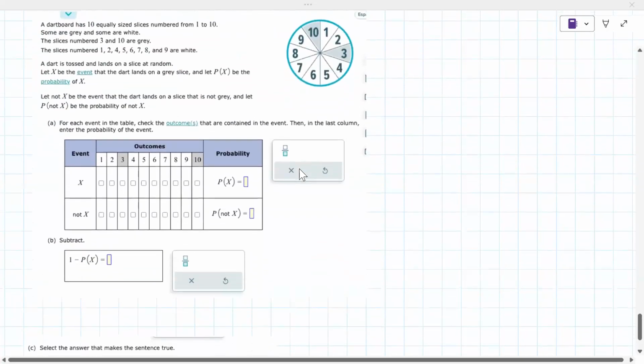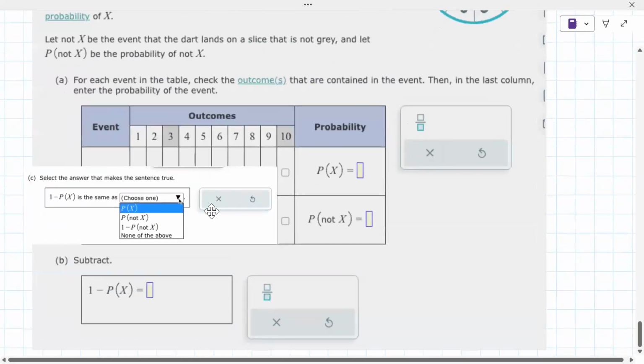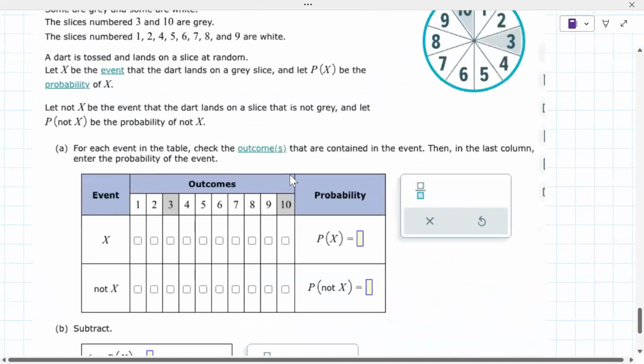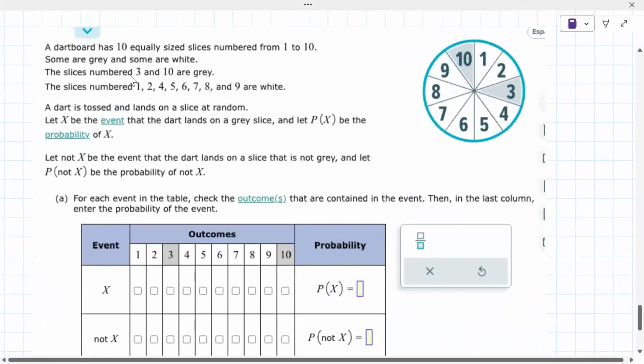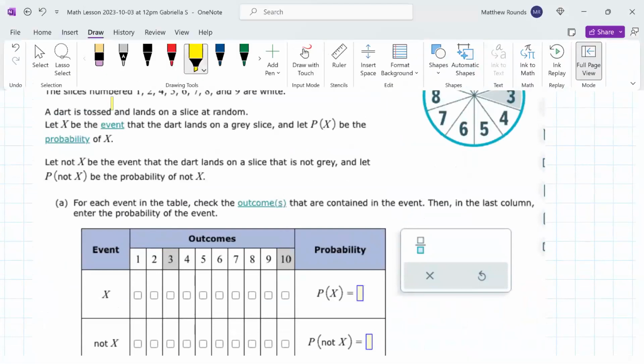Okay. So we've got a dartboard that has 10 equally likely outcomes. All right. So for each event in the table, last column, enter the probability. So you're only entering over here. Is that right? Yes, I believe so. Or contained in the event. So this one's got a lot of words. Some are gray and some are white. Okay, this is where we need to read. Boy, they really don't do you any favors.